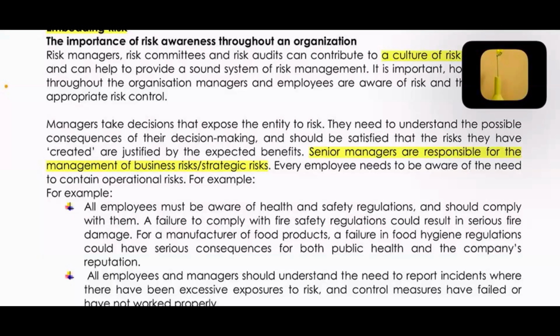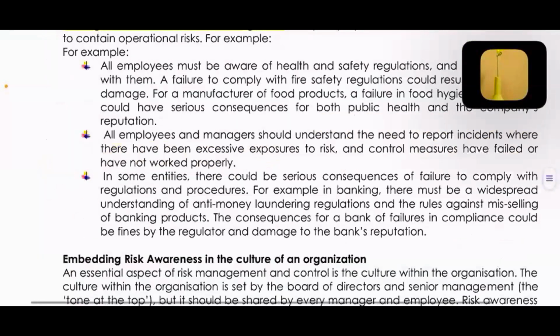Now, we said that all employees must be aware of the health and safety regulations and they should comply with them. That is an example of embedding risks. All employees are supposed to understand the need for incident reports, so that they can know that when I do this incident report, this is what will happen. It's not because anybody wants to blame me, Abby.